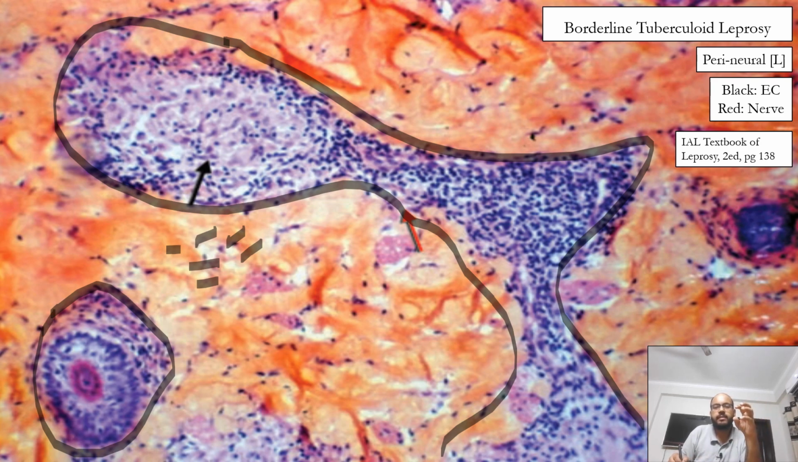Now, there is significant nerve damage in borderline tuberculoid leprosy, and clinically also we see major sensory loss from the area of distribution of a particular nerve. Why? Because the nerve is damaged. But as we move towards the lepromatous pole, we see more of glove and stocking anesthesia because there is diffuse infiltration of the cutaneous nerves, not a single nerve trunk, but a diffuse infiltration. Okay, let's move forward.